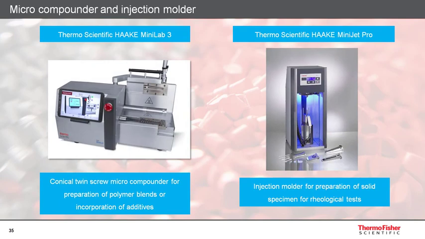The Thermo Scientific HAAKE Minilab 3 is a small-scale conical twin-screw extruder that enables the compounding and processing of sample quantities down to about 7 milliliters. It is equipped with a backflow channel and a bypass valve, which allows for controlling the residence time of a sample inside the compounder. The patented design of the backflow channel consists of a slit capillary with two pressure transducers that are used to measure the pressure drop inside the flow channel.